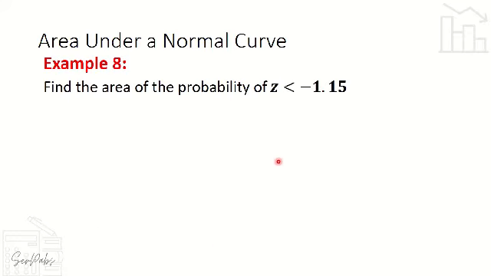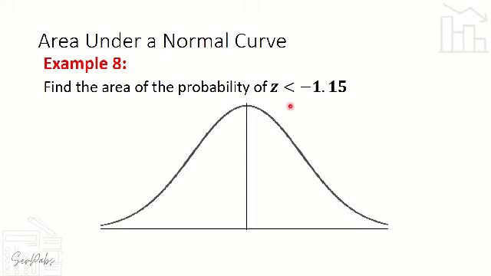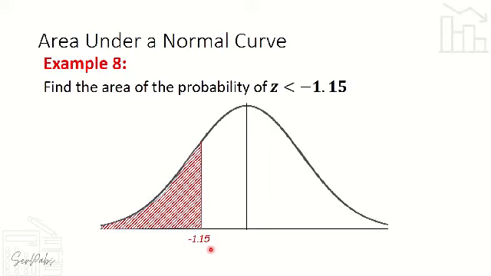And then example number 8, baliktarin natin yung ating inequality symbol. Gawin natin siyang less than. Find the area of the probability of Z is less than negative 1.15, mas mababa sa negative 1.15. Let's draw our normal curve. Let's locate our negative 1.15. Lahat ng mas mababa, yun naman yung lahat ng nasa kaliwa. All negative numbers that are lower than negative 1.15 will be included in the probability. Itong nasa kaliwa, yung kailangan nating i-shade.